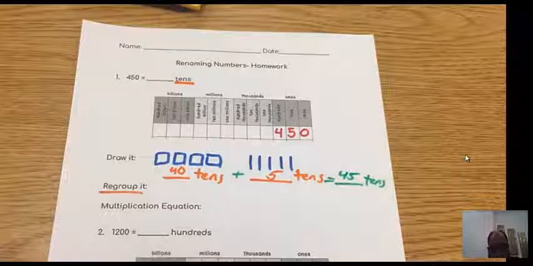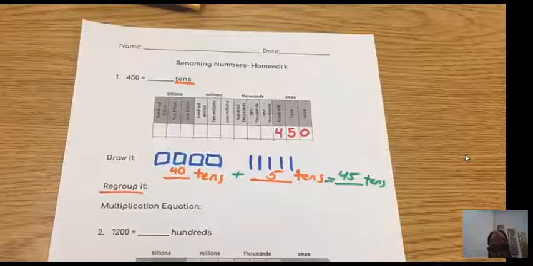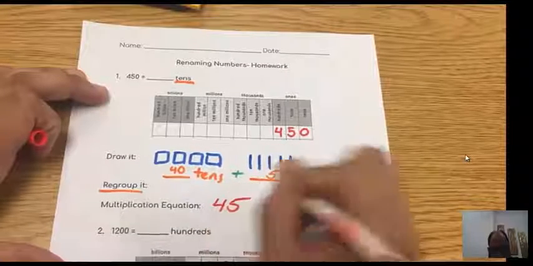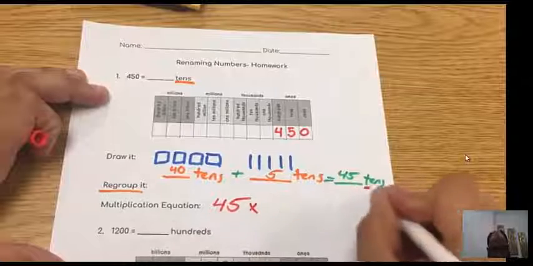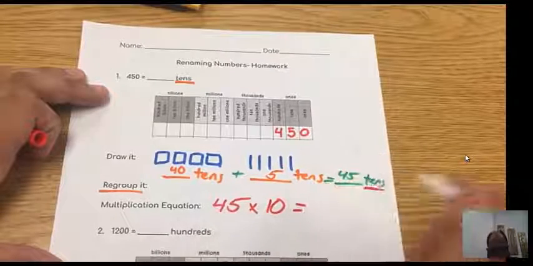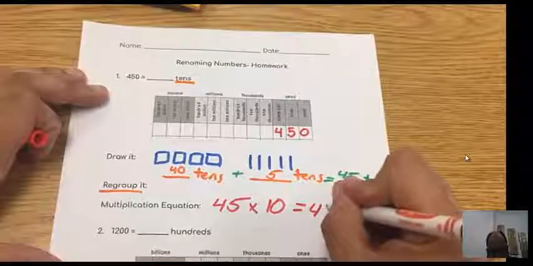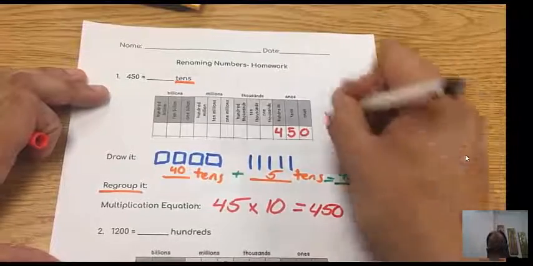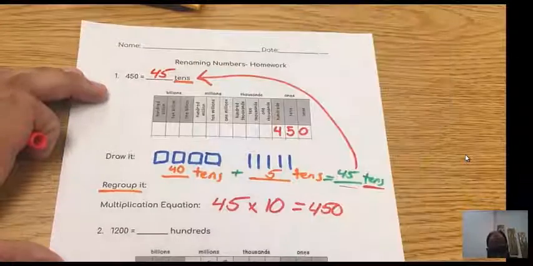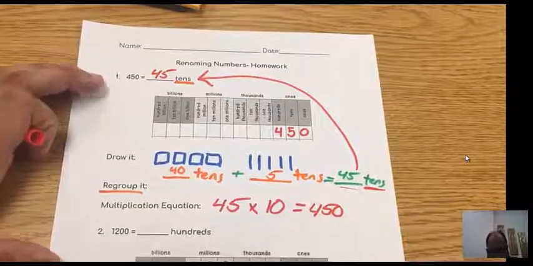Now the next part is the multiplication equation. For the multiplication equation we have to use the basic rule. We know this is 450, so 45 times what makes 450? I will put 10 here. 45 times 10 makes 450. This is my answer for this part, 45 tens. So how many tens do we have in 450? We have 45 tens in 450.